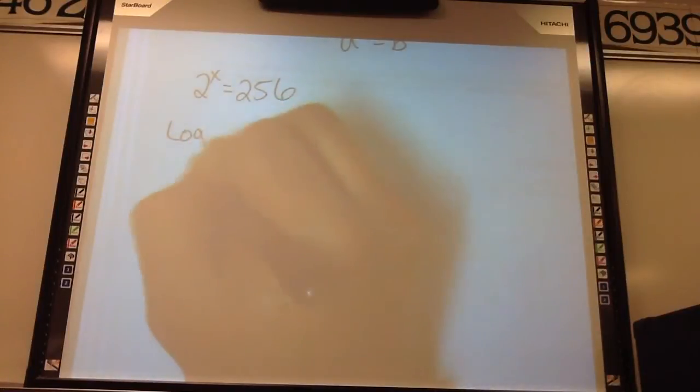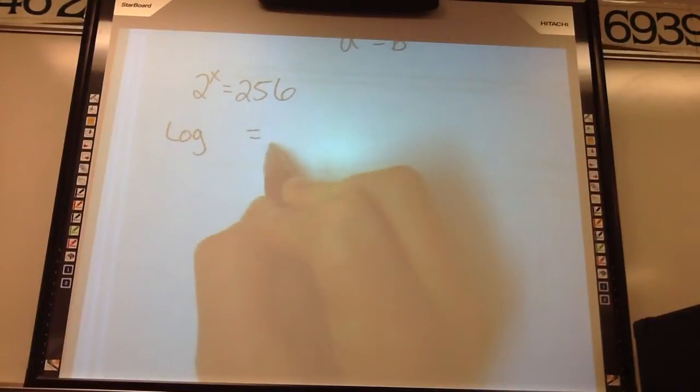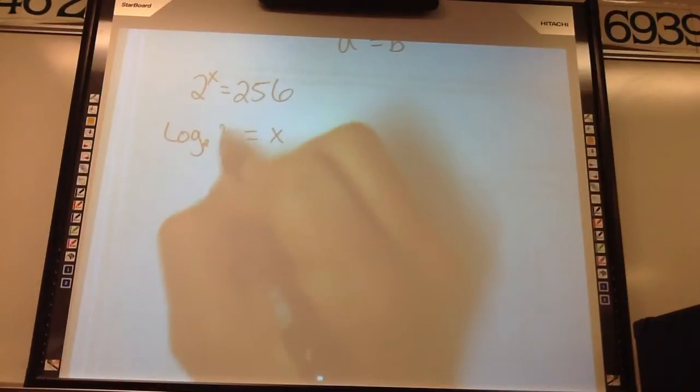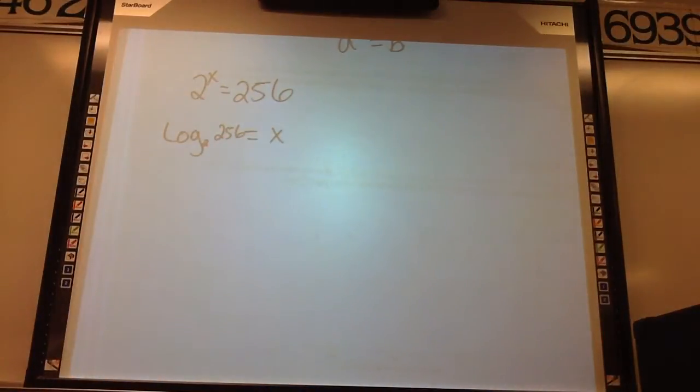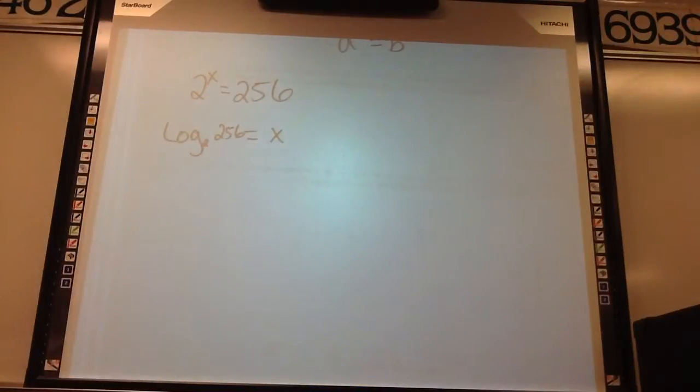Here's how I do it. I always go log, and then I always go, well, I know it's the little number to this power. So this number to this power. Well, so that's 2 to this power equals this. So x equals log base 2 of 256. That doesn't really help, because in your head, you're still going, well, 2 to what power gives me 256? I don't know. So you have to know how to do it on the calculator.